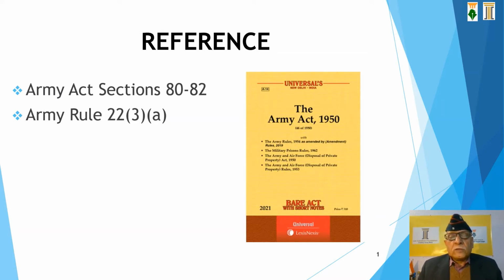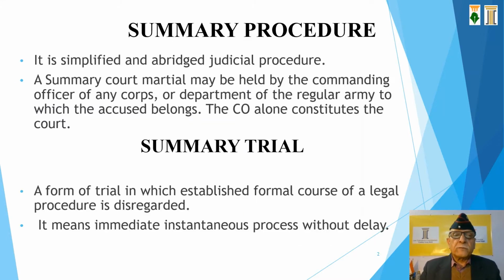The suitable provisions for this are to be found in Sections 80 to 82 of the Army Act and Army Rule 22 clause 3, which contains the procedure for conducting summary punishments.